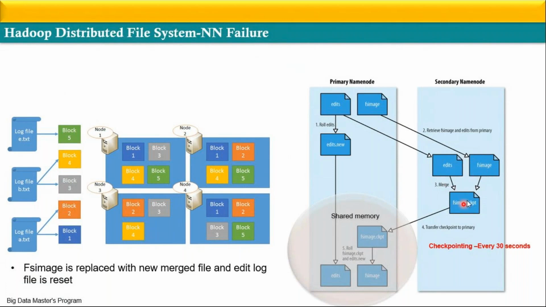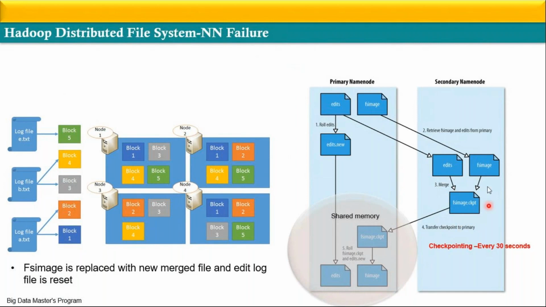Now, what will be the final score? If we sum the edit log data and fs image data, we get the final outcome, right? So the score will be 150 for 2. That is the updated one. Now this will be stored inside the shared memory, and the previous copy inside the shared memory will be replaced with the newer one. So the shared memory has all the updated records.